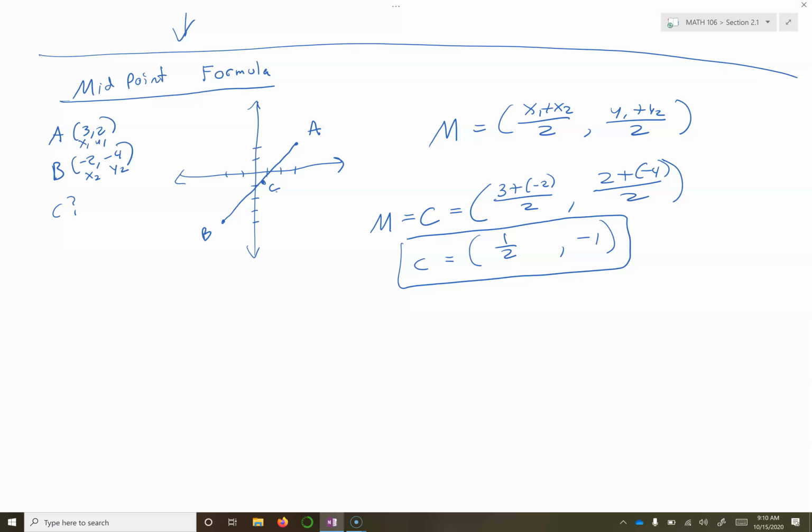I'm hoping going forward in chapter 2 that some of this stuff is a review, especially this section. This is pretty simple. So that ends section 2.1.